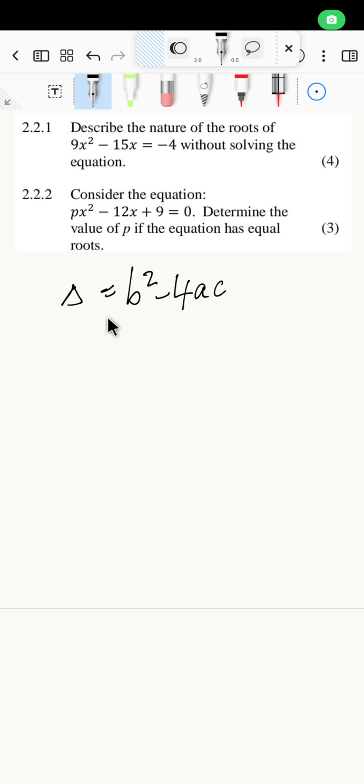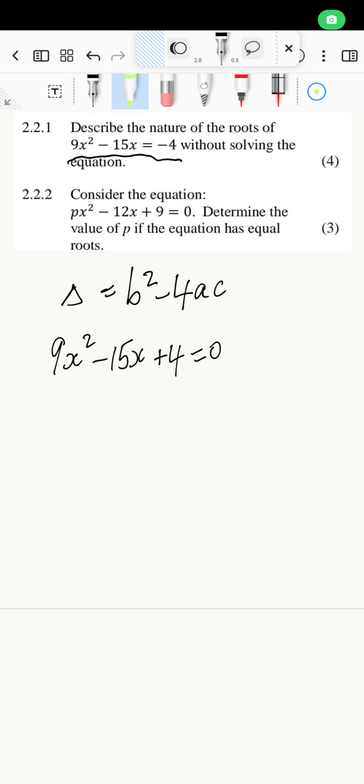So you first need this thing in quadratic form. It's not quadratic form right now. So this over here, you're going to bring to the other side. So let's see. We're going to have 9x squared minus our 15x, and that's going to become a plus 4. All of this equals 0. So we now know that this over here is b, this over here is a, and this over here is c. Okay, we know all of that.